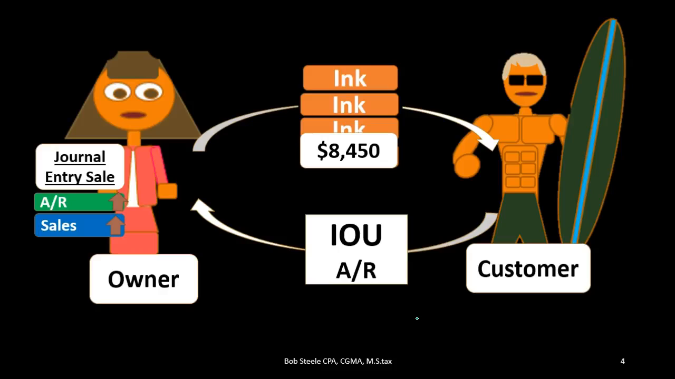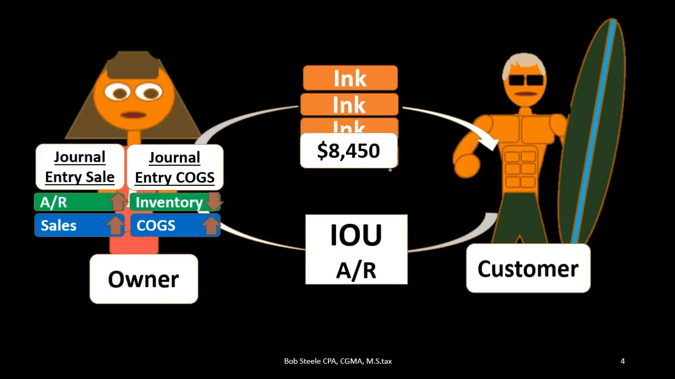Remember, if it's a perpetual system, we would also record the second component at the point in time that the sale was made. We sold the ink, we gave away the ink, we got the receivable. You would think we would record the reduction in inventory and the cost of goods sold at the point of sale, but in a periodic system, we do not. We only record the first component.